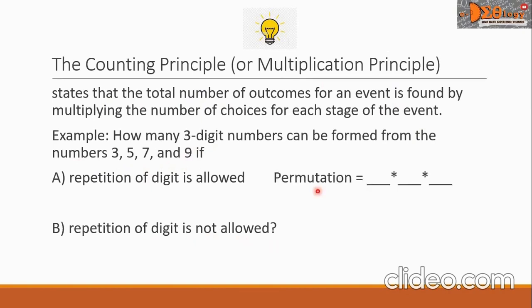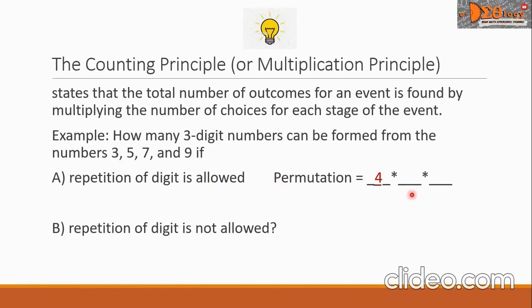Let us solve for problem A. For the permutation, let us write 3 blanks here to represent the 3-digit numbers. Each blank here represents the number of choices for each stage. So for the first blank, there will be 4 choices of the digits. So in here we can write 4.